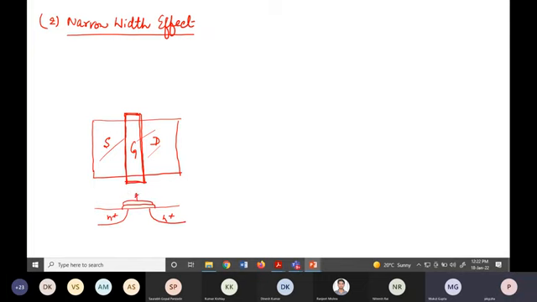But we can also draw from this side. If we look from this side, it will be something like this. So this is my W, and this is my L. So if I look from this side, it will look like this. So this is my W.